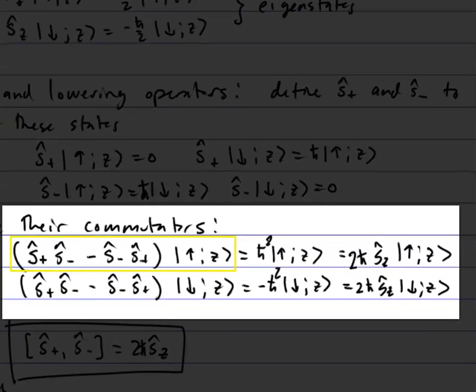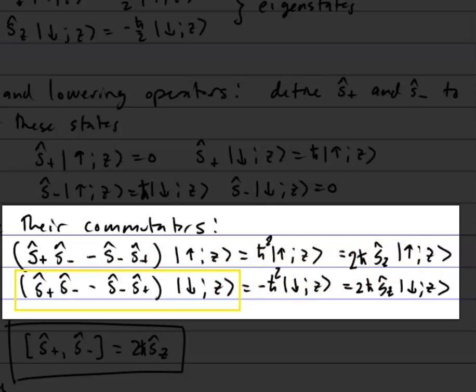So then if we look at S plus S minus minus S minus S plus, let's look at the first term. S minus acting on up is going to give me h bar times down, and then S plus acting on down gives me another h bar times up, so that's going to give me an h bar squared times up. Whereas the second term, S minus S plus acting on up, the S plus acting on up annihilates it, so that gives 0, and I'm left just with the h bar squared times the up, and I can rewrite that as 2 times h bar times Sz.